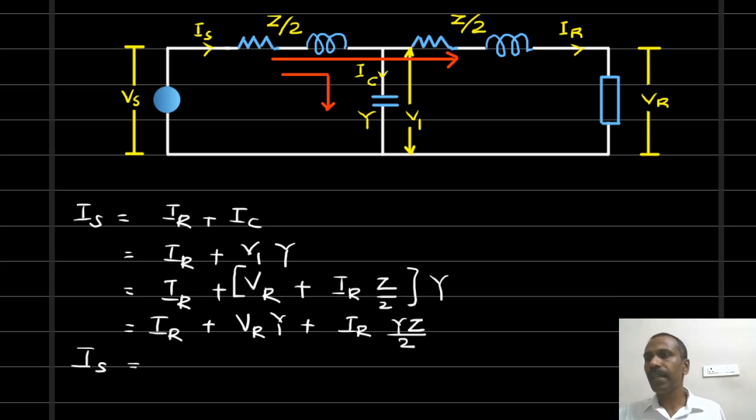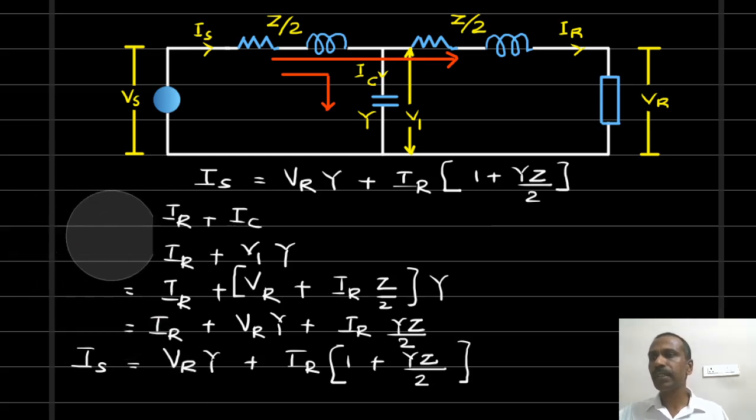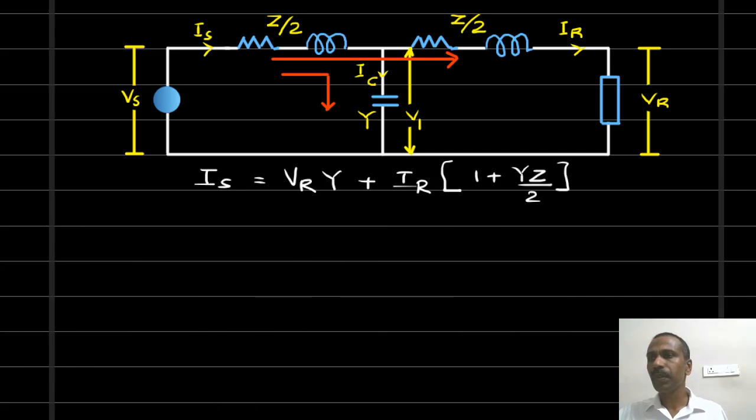So the sending end current Is equals VR into Y plus IR into, where the coefficient is 1 plus YZ by 2. So we can write the sending end current as VR into Y plus IR into 1 plus YZ by 2. Now we got the equation for Is. We have to find out a similar equation for the sending end voltage.